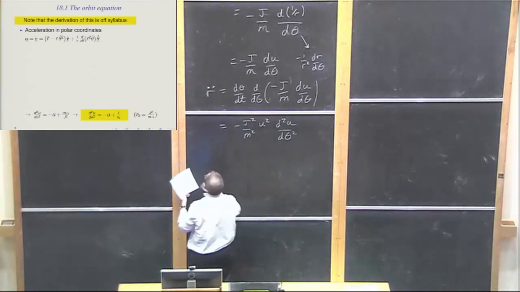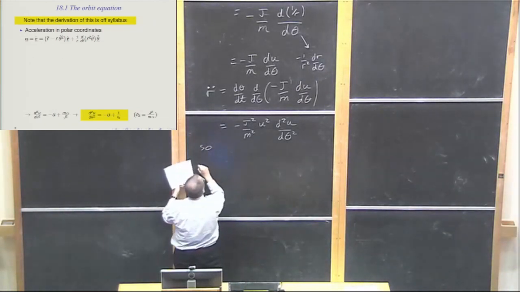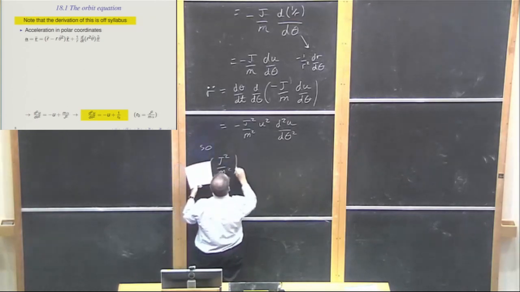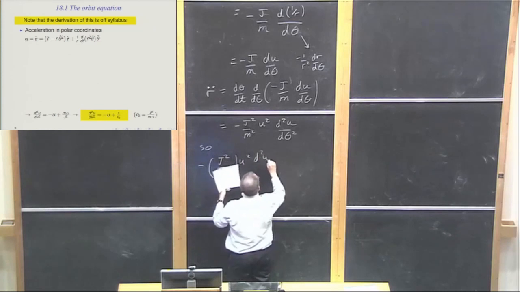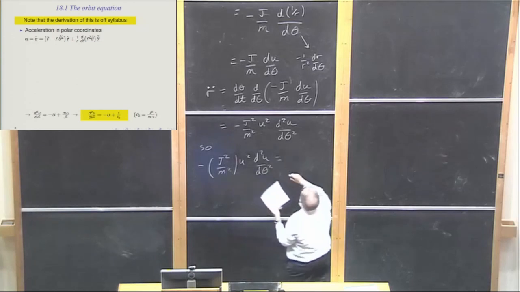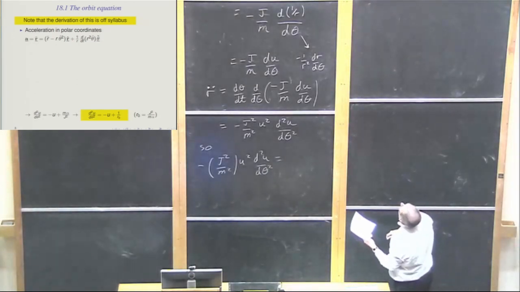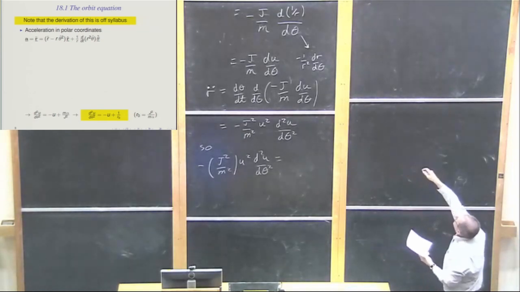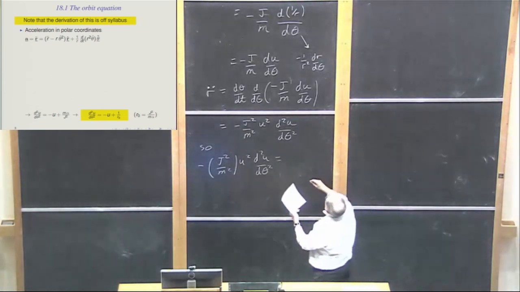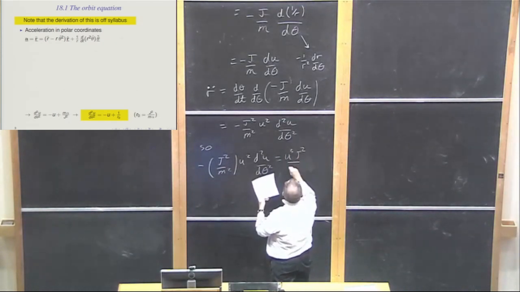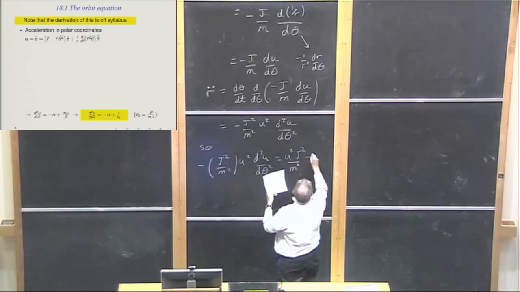So we have, therefore, minus j squared over m squared u squared d^2u by d theta squared, and then that is equal to the right-hand side. Where's it gone? Yeah, on the second from top board. Just write that down again. So that's u cubed j squared over m squared minus u squared alpha over m.